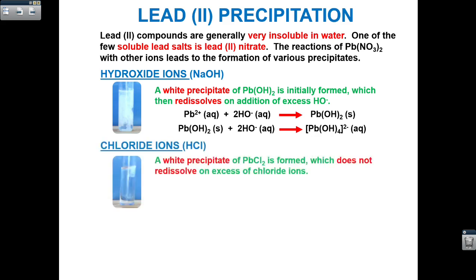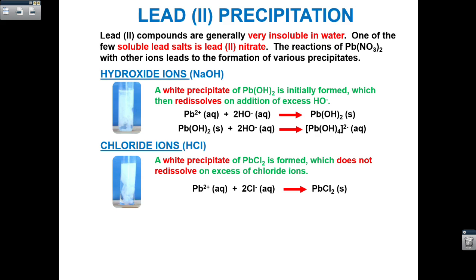We can also add chloride ions to our lead nitrate solution. And if we add chloride ions again, we form a similar white precipitate. This time, however, the lead chloride that we form does not redissolve. You cannot add any other chloride ions to that lead to form a clear solution. We stay with the precipitate.